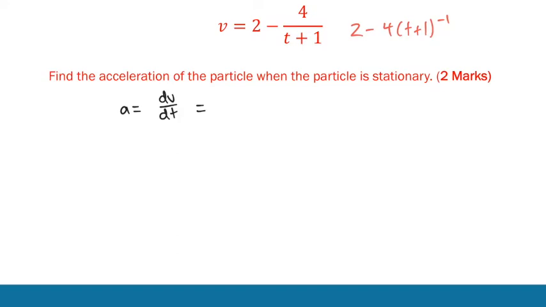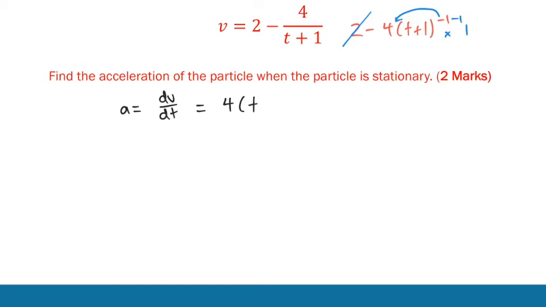The 2 is going to vanish. That's gone. Now what happens with the derivative is the -1 comes out the front, then we subtract 1 from that power, and multiply by the inside derivative, which in this case is just 1. So it's a fairly nice derivative actually. The -1 out the front with the -4 gives you 4.